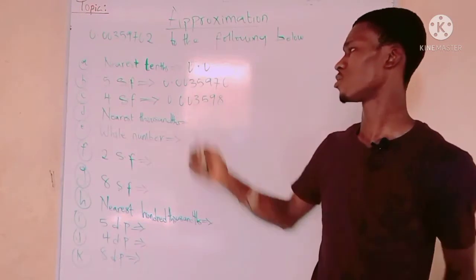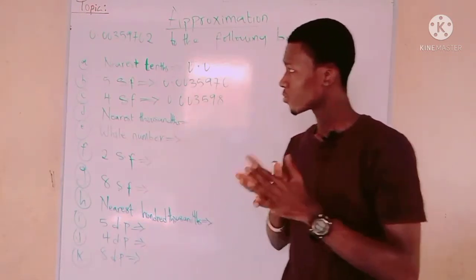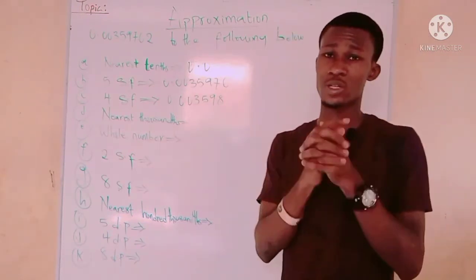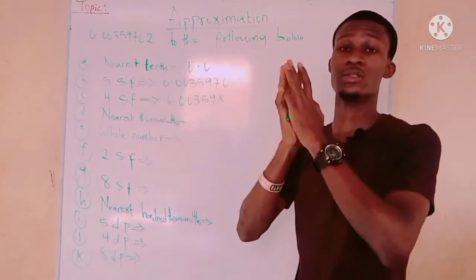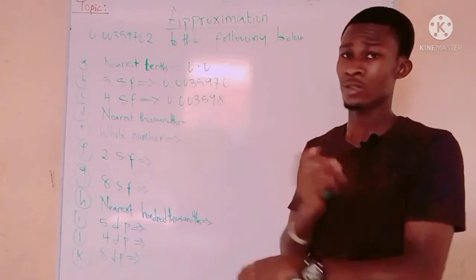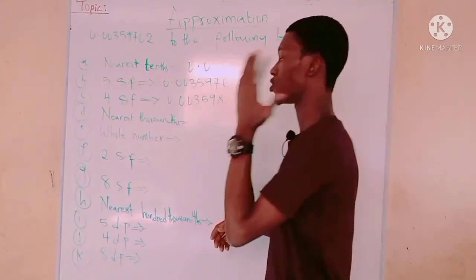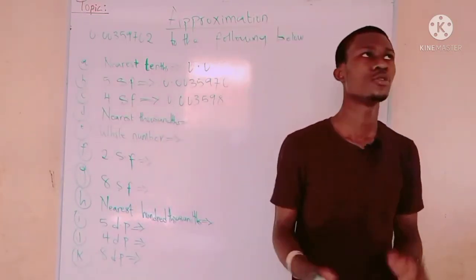Now let's move over to nearest thousand. For the nearest thousand, do not forget what I explained about nearest thousands and nearest tens. All the digits that come before the decimal point are not necessary in our counting at all. So nearest thousands, how do we write 1000?